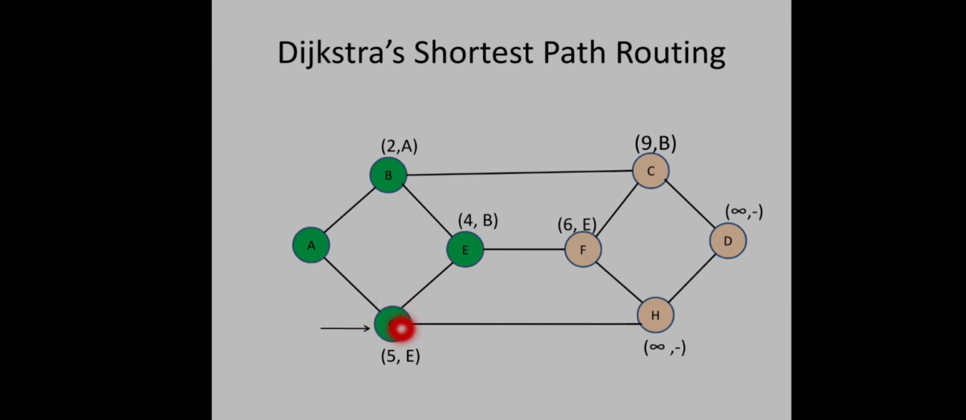Among these, G is the current working node, right? Because that is the lowest distance one. So now we will get H as 9G and F as 6E. So 6F will be the new working node. Again the next one will be 8F. Then D will get 10H. Among this, C will be the current working node. And finally D will be the current working node.